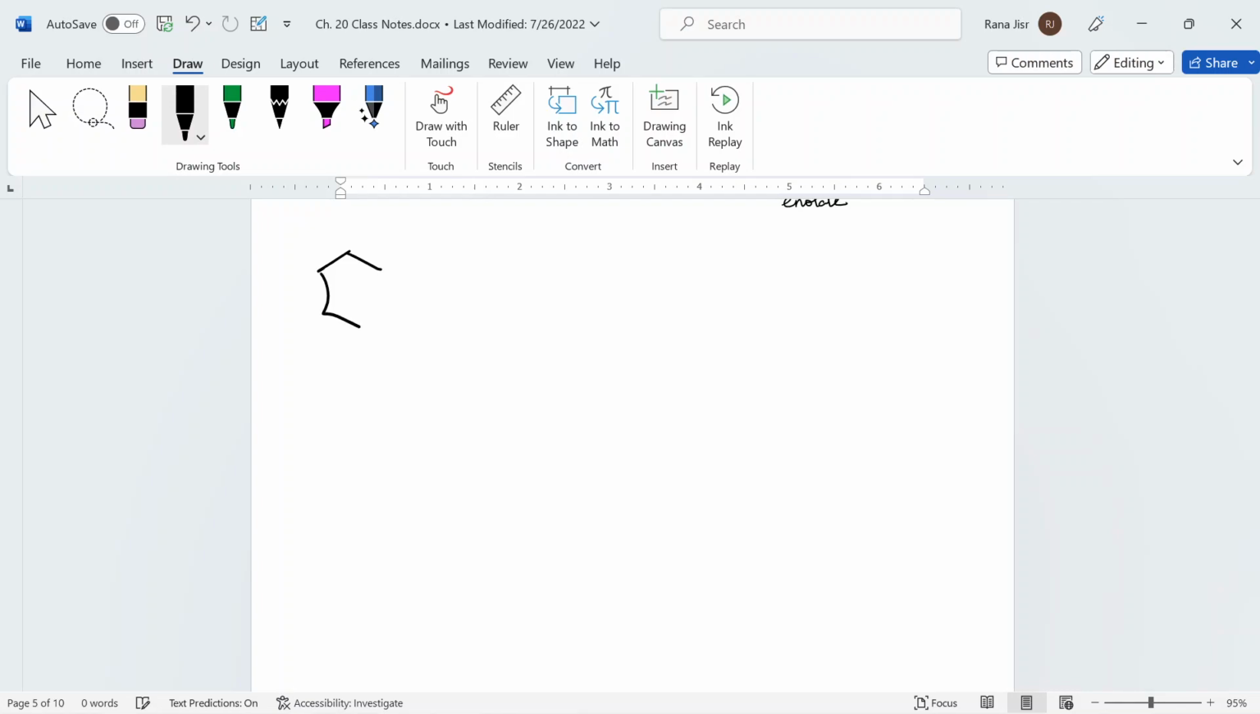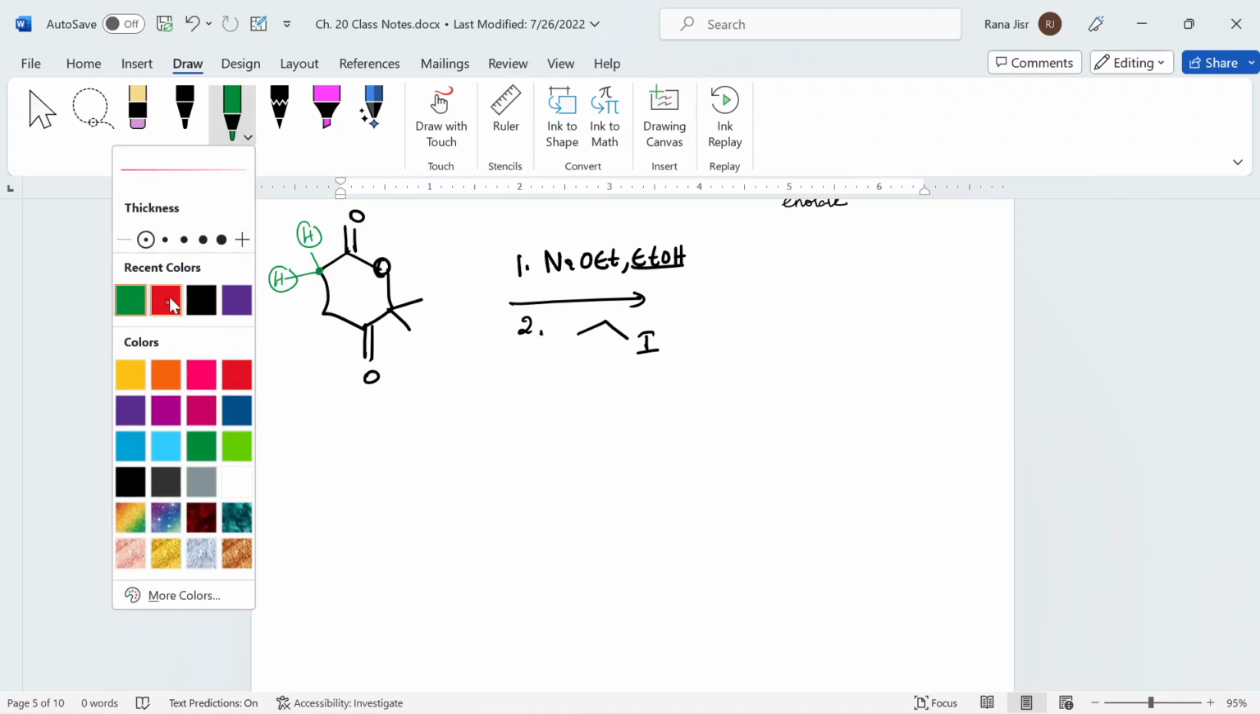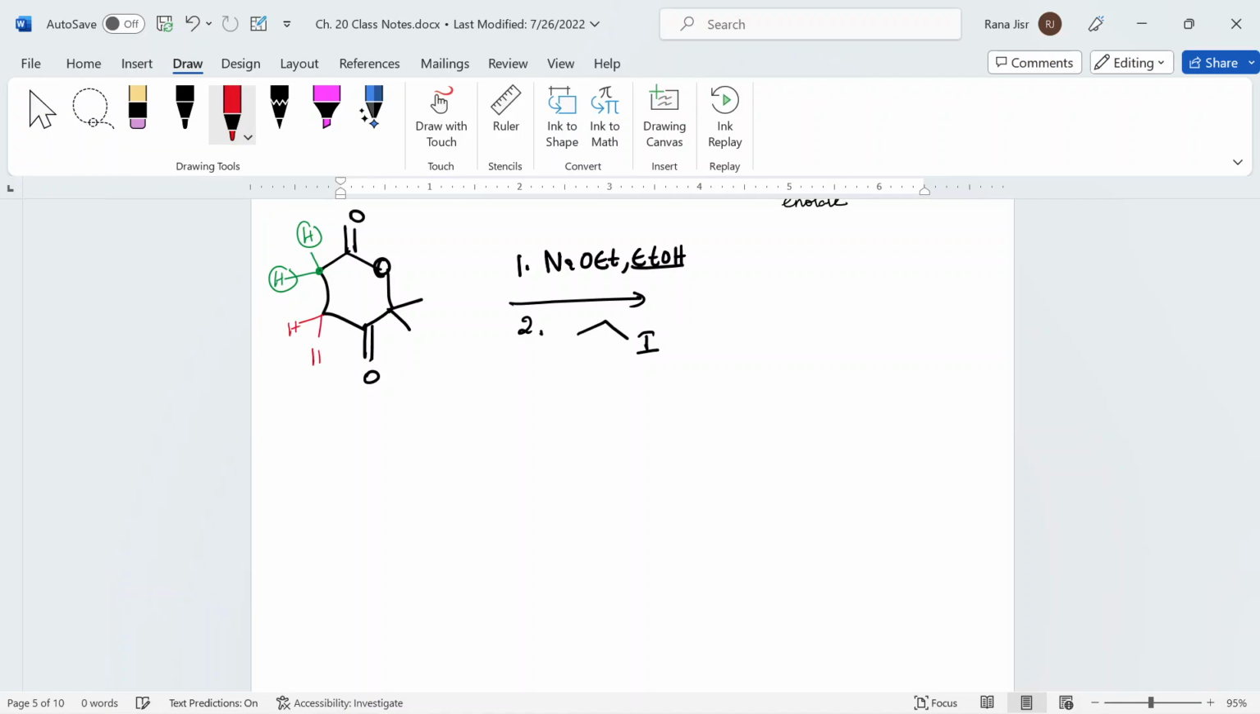Let's have another example. If we are starting with this ester, so you have an oxygen here, 2 carbons in there, and then a carbonyl, okay? And you are reacting this with sodium ethoxide in presence of ethanol. This is a polar protic solvent. It's going to be on the most substituted alpha hydrogen. And then the second step, I am using an alkyl halide. I do have here 2 types of alpha hydrogens. I have an alpha hydrogen here, okay? These 2 are the same. And then I do have an alpha hydrogen over here, okay?